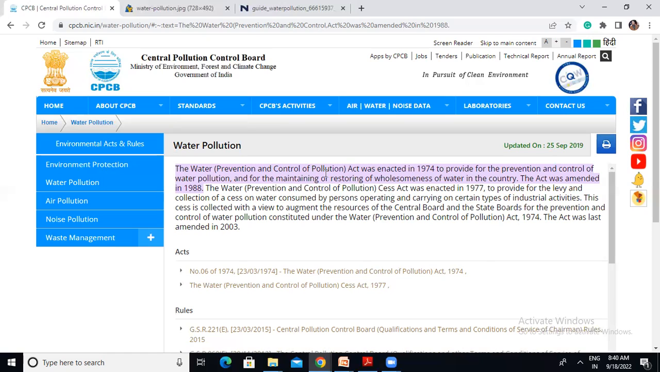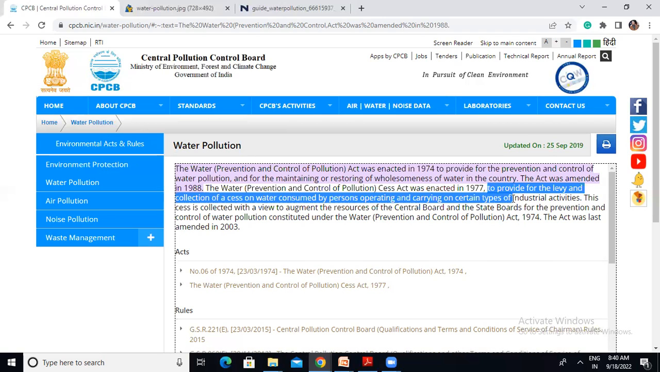Remember, first I was talking about the Water Prevention and Control of Pollution Act. Now I'm talking about the Water Prevention and Control of Pollution Cess Act. It was enacted in 1977 to provide for the levy and collection of a cess on water consumed by persons operating and carrying on certain types of industrial activity. So this means the Cess Act is to collect cess on water consumed by those persons who are operating and carrying on certain types of industrial activity.